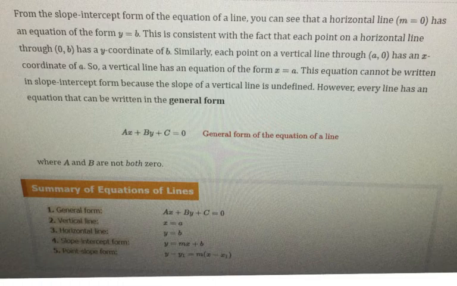However, every line has an equation that can be written in general form. So here's the last form we're going to look at. It's called general form: ax plus by plus c equals 0. That last problem that I just gave you would be a problem that was in general form. I had 3x plus 4y minus 8 equals 0. That would be the general form of an equation of a line.